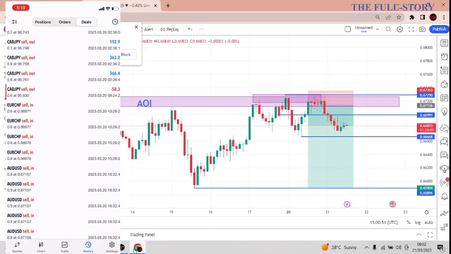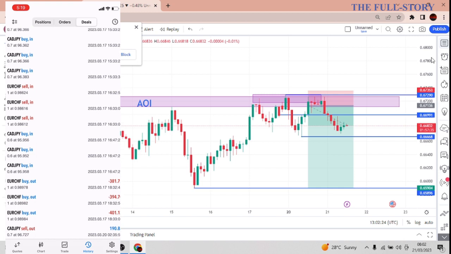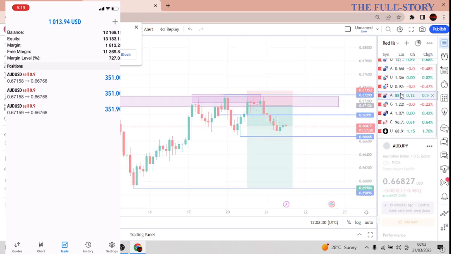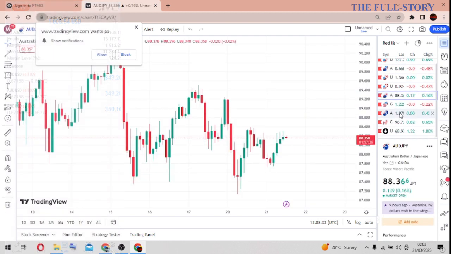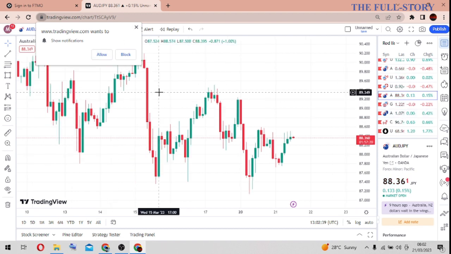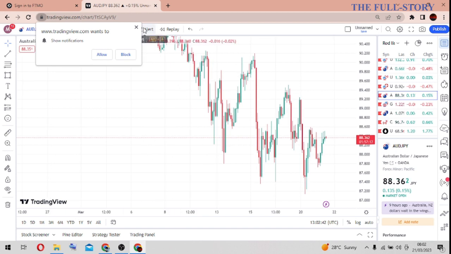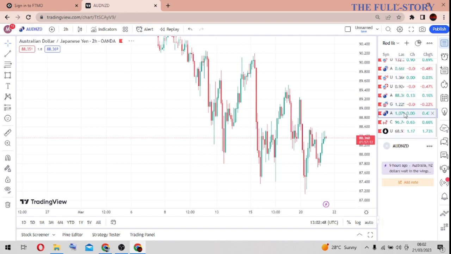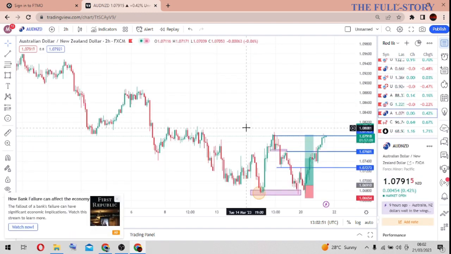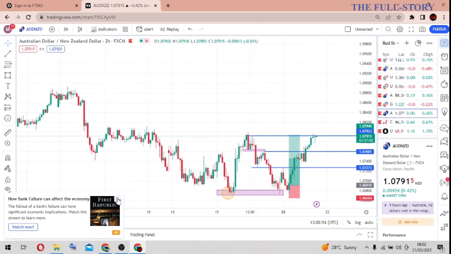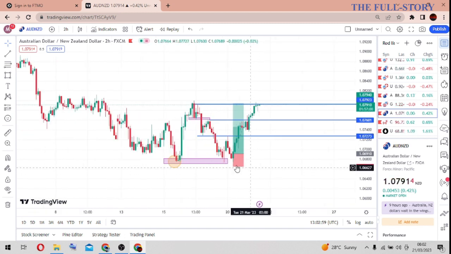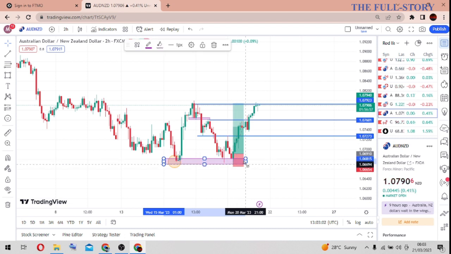Sorry, it's AUD NZD. Let me show you here. AUD NZD, where are you? So it's here. No, not this one. Yeah, it's here. AUD NZD. So we see this is the same strategy which I use across all trades that I take.